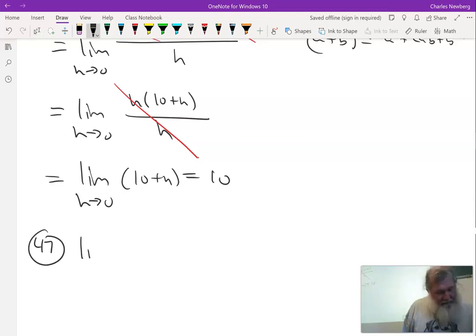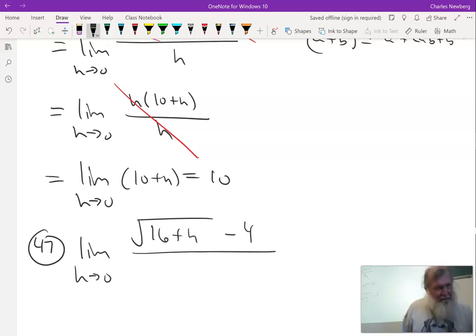The limit as h goes to 0 of the square root of 16 plus h minus 4, over h. Okay, so let's just mentally plug in 0 right now. 16 plus 0 is 16. What's the square root of 16, Marissa? 4. And then 4 minus 4? 0. Then I put 0 down there? 0. So what do I have here? I got 0 over 0, which says what in limits? Do some algebra.